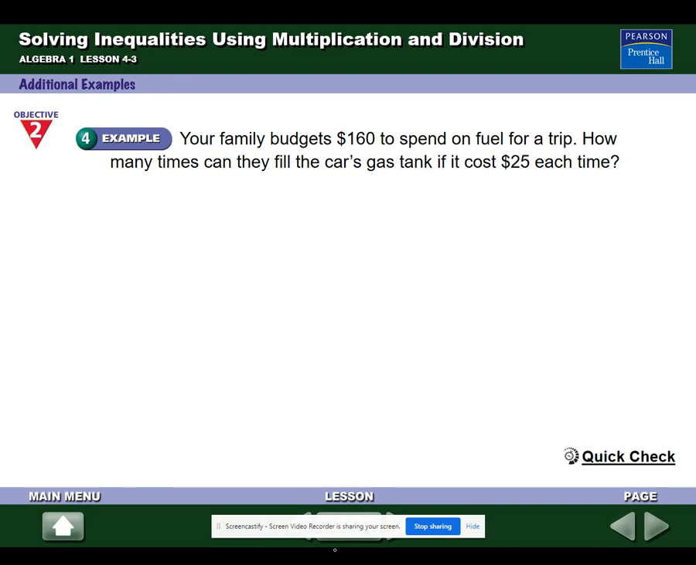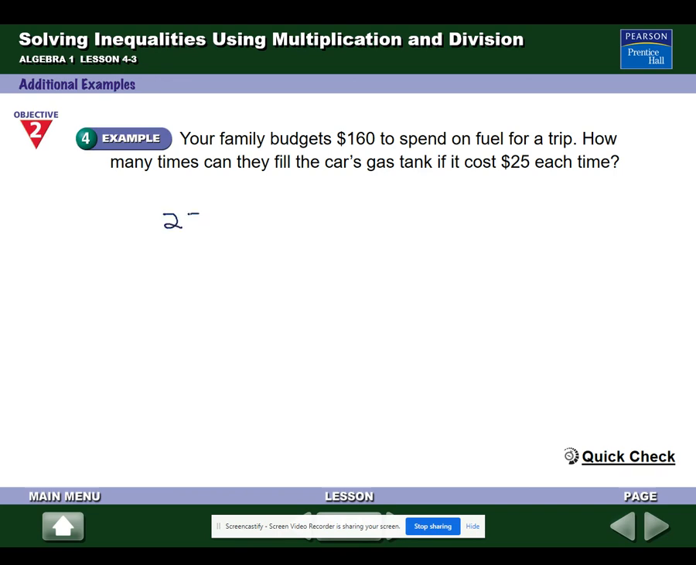So I don't know if this is a family conversation that they have. Okay, guys, we got $160 to spend on gas. Where can we go? Cincinnati. It's as far as we can get. Maybe Pittsburgh.